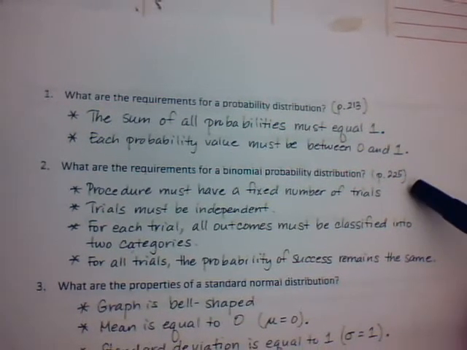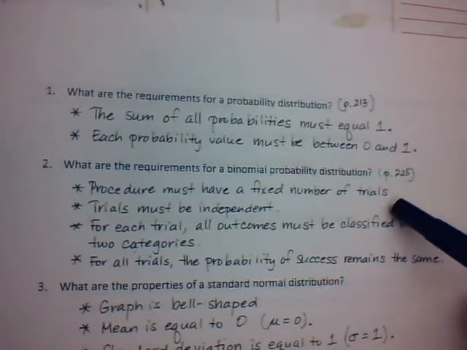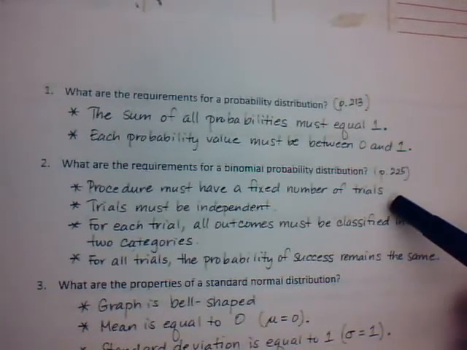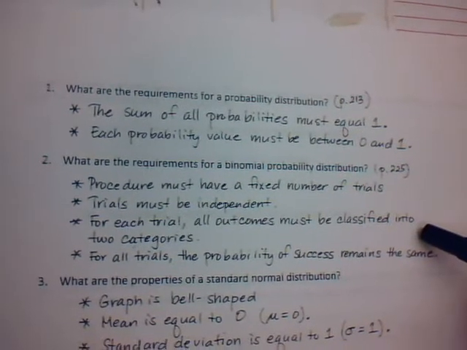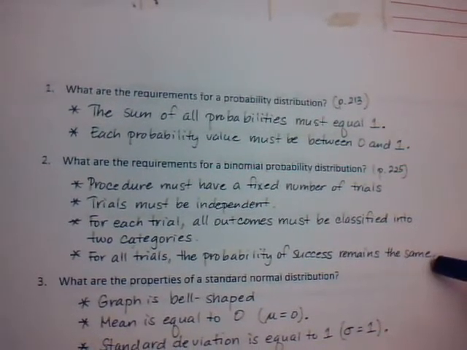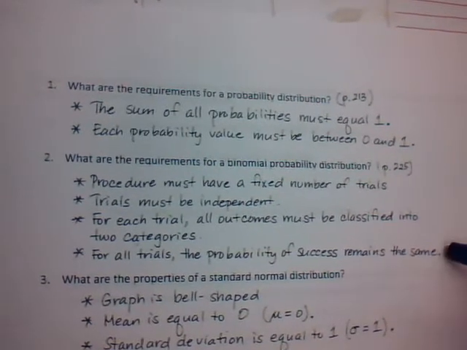The procedure must have a fixed number of trials. The trials must be independent. And for each trial, the outcomes must be classified into 2 categories. And for all the trials, the probability of success must remain the same or remain constant.